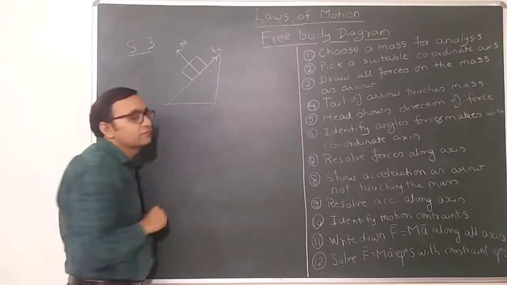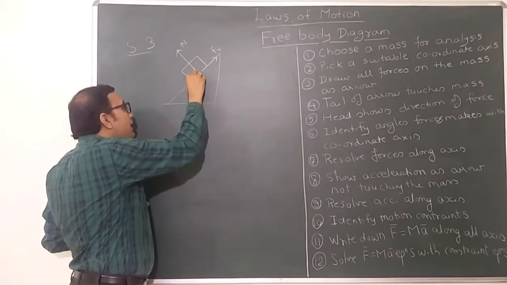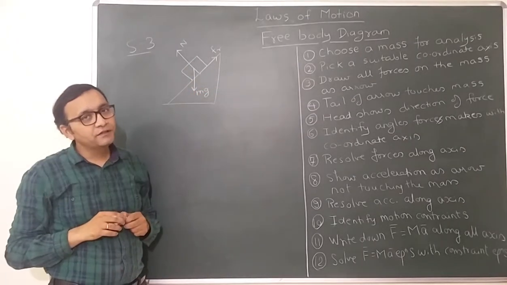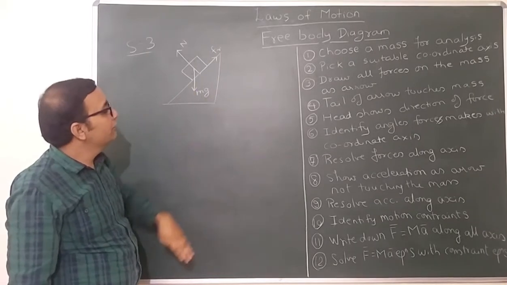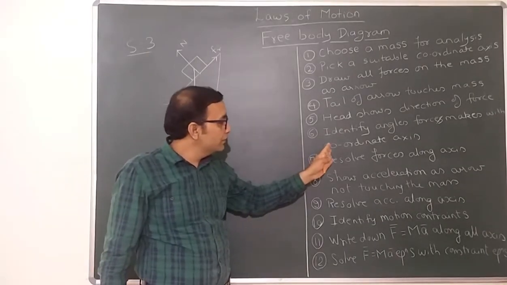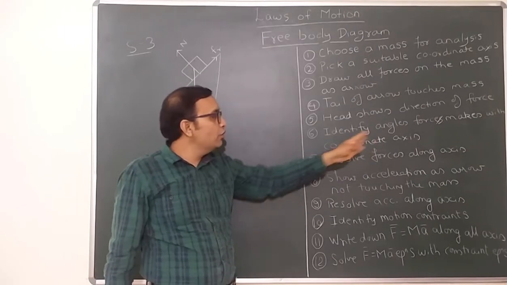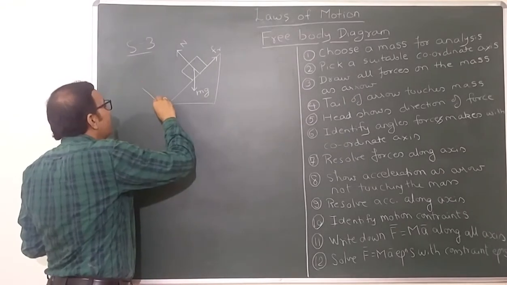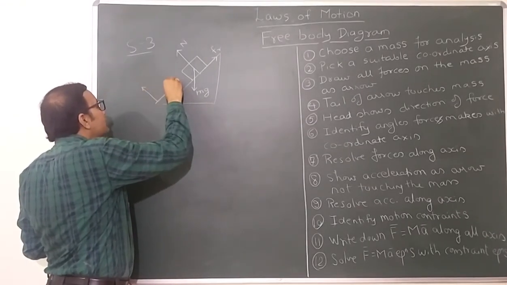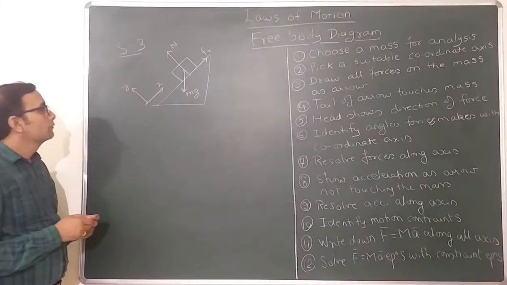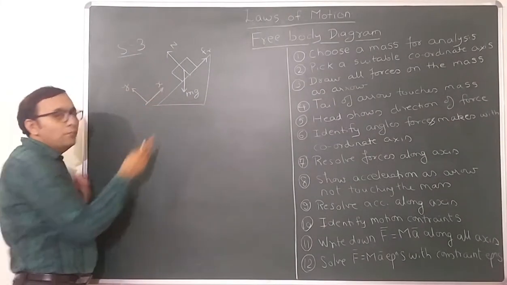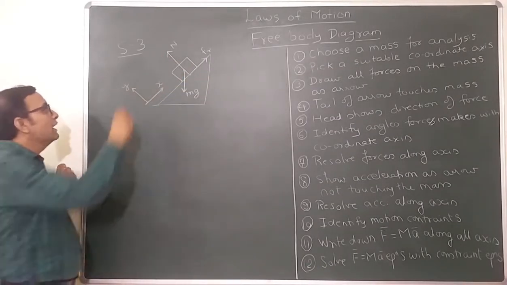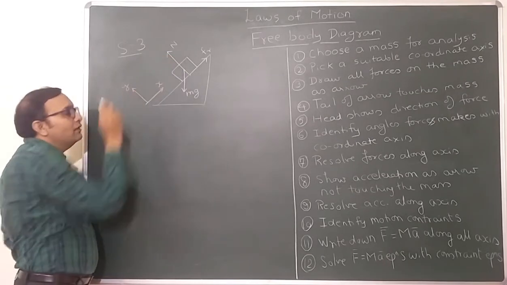This is friction, and mg is shown like this. This is gravitational force. Now these are all the forces, and then you have to identify the angles the forces make with the coordinate axis. Now I am assuming that you must have taken this as your x and y axis. Then I have to mark the angles these forces make with the x and y axis. You see that normal reaction makes zero angle with y axis.